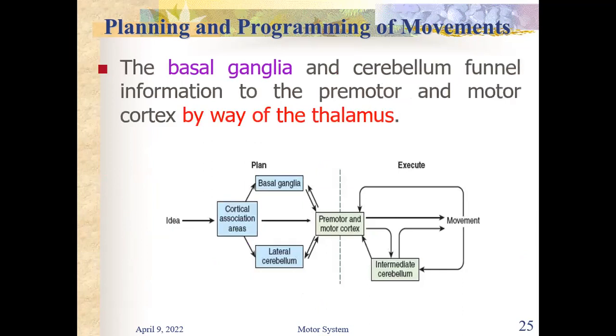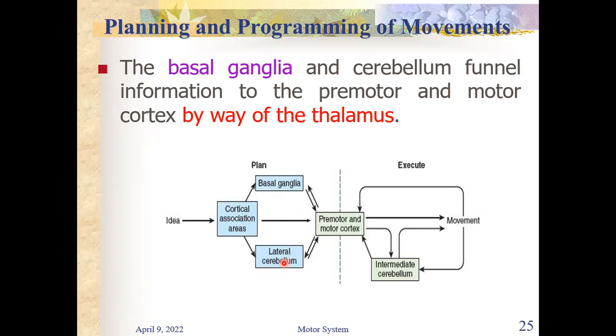So here, this diagram shows you the structures in the brain that are responsible for planning voluntary movement. Idea. The idea is conceived by the cortical association areas. Remember what I said about the prefrontal cortex. The premotor cortex is there for initiation of movement. The basal ganglia is also there for planning. The lateral cerebellum is also there for planning.